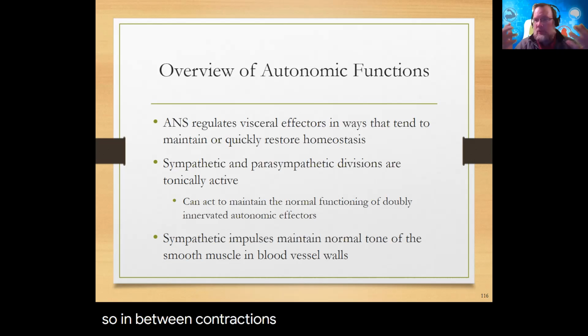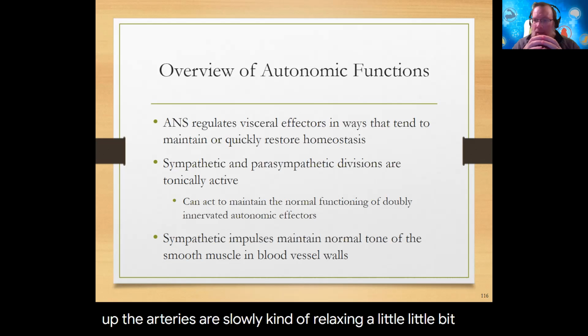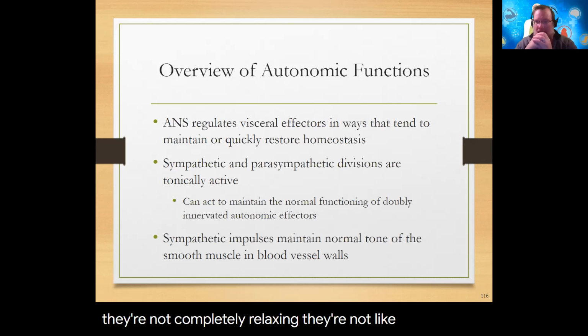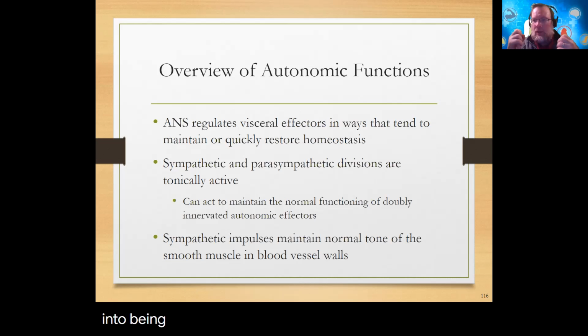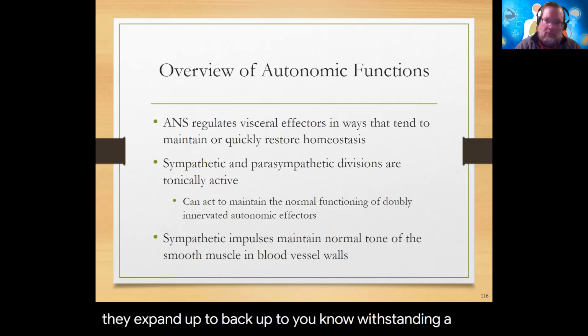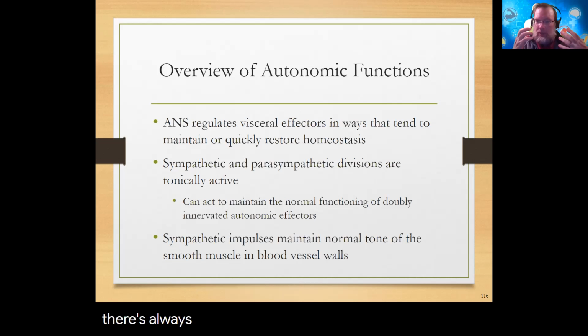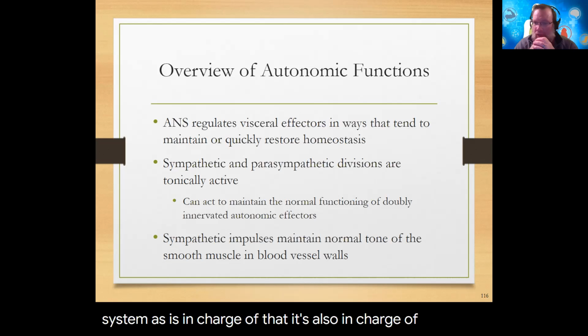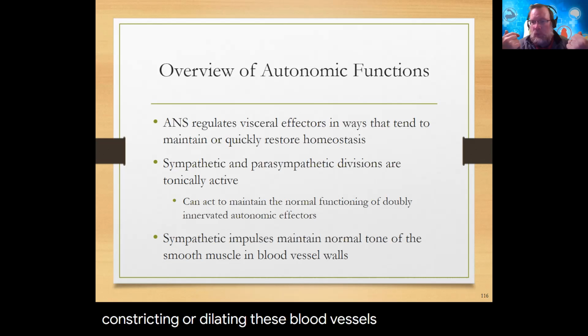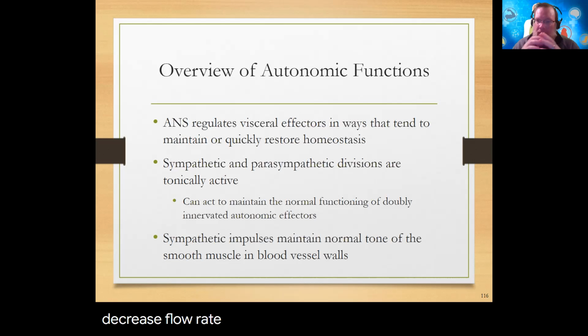So in between contractions, as the ventricles are filling back up, the arteries are slowly relaxing a little bit. They're not completely relaxing. They're not flattening out into being nothing, and then the heart beats again, and then they expand back up to withstanding 120 millimeters of mercury of pressure. So there's always some sort of resting pressure in an artery. That's what we would call tone. So the sympathetic nervous system is in charge of that. It's also in charge of constricting or dilating these blood vessels, so we can increase flow rate or decrease flow rate depending on diameter.